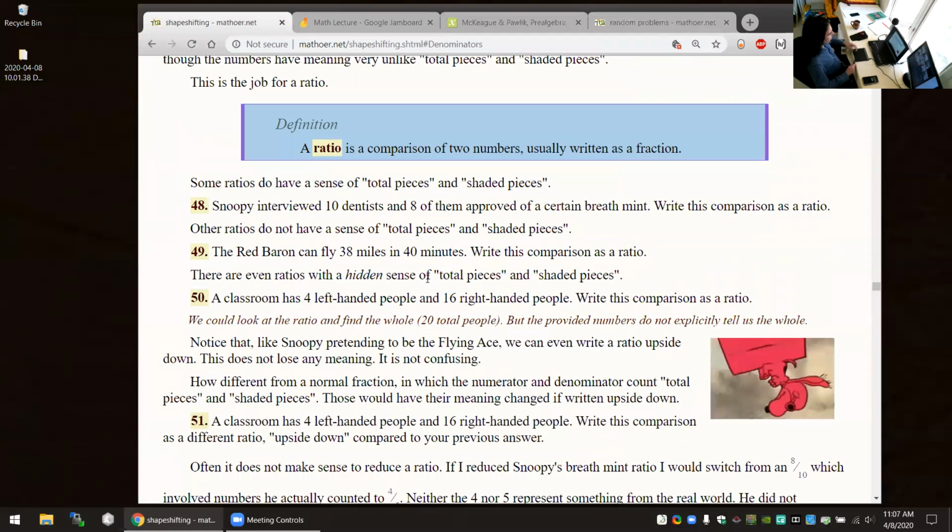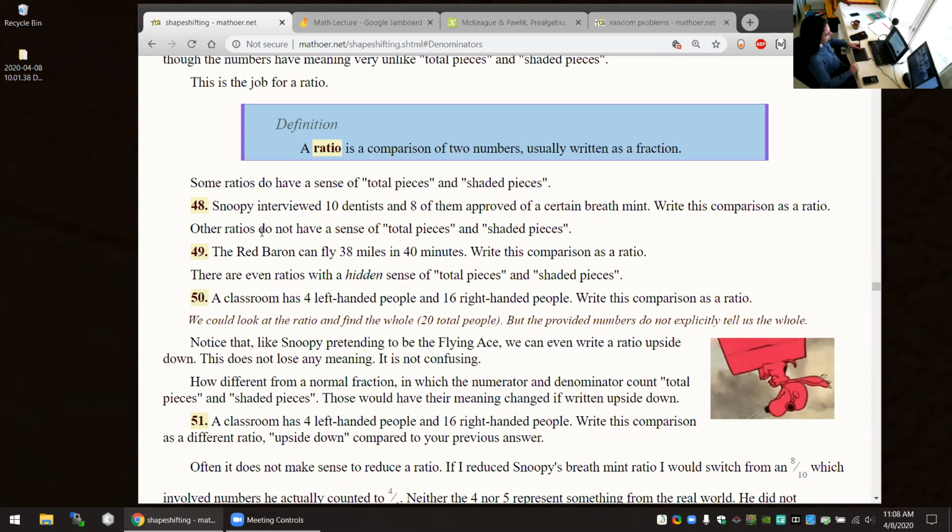So a ratio is a comparison of 2 numbers, usually written as a fraction. Some ratios have that sort of cake sense. If we say 10 dentists are interviewed, 8 of them like a certain breath mint, we could write that as 8 over 10, and that seems happy and familiar. The 8 on top is how many are sort of special, the 10 on bottom is how many total.